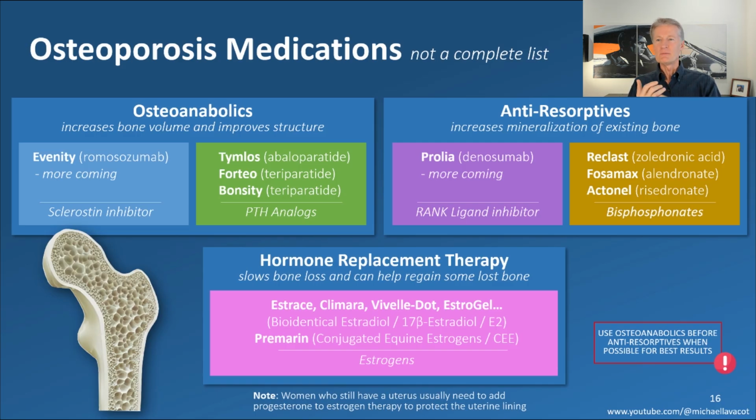You have Evenity, Tymlos, Forteo, and now since Forteo has come off its 10-year patent, there's a new one as well. And all of these drugs work a little bit different than each other. So you'll see that later on when I'm showing you the sequence of these drugs in examples. But keep that in mind for now.